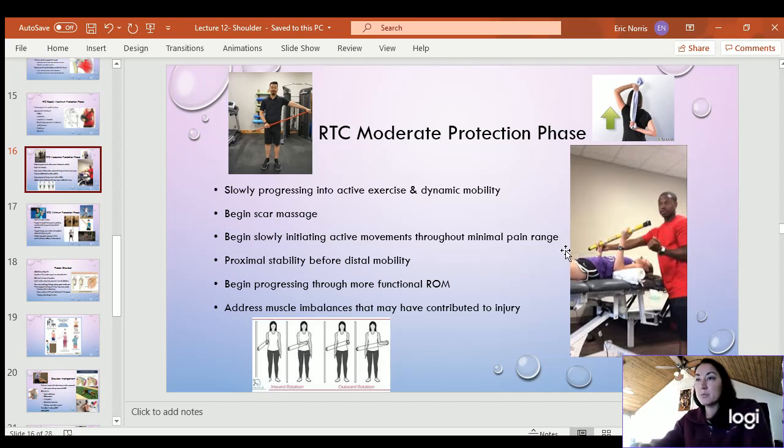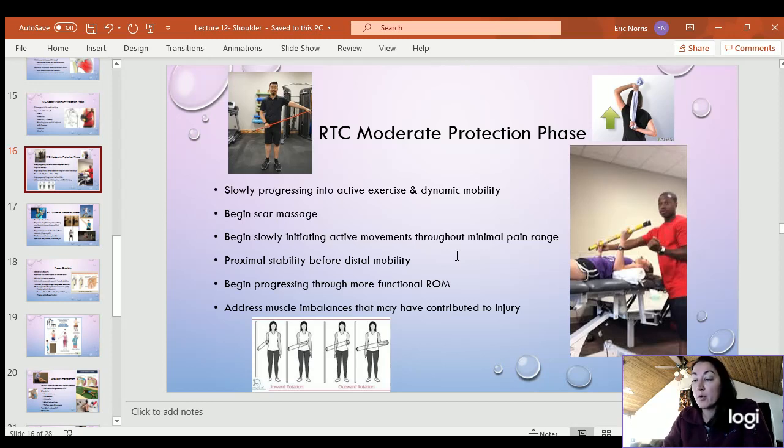And then as they progress, you could have them abduct about 90 degrees and do it that way as well. And then from the active assistive range of motion, and as their movement comes back to more full range of motion movements, you can start going through the active range of motion as you're allowed based on the surgical protocol as well.